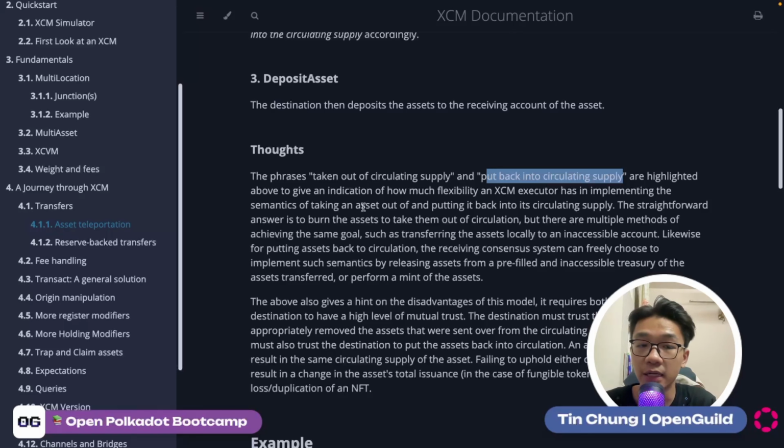For example, if you send an NFT from one chain to another chain and you take it out of circulation, but you don't put it back into circulation, then the token circulation will be incorrect, because you might have a duplicate token on one chain, or you might be missing a token when you send it to the other chain.